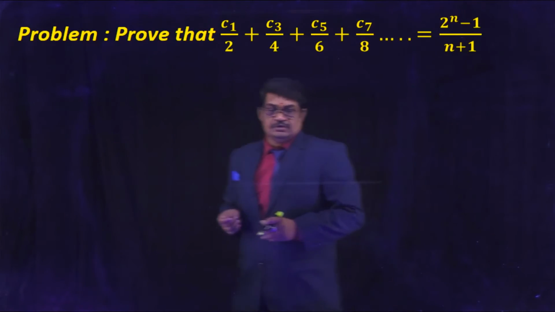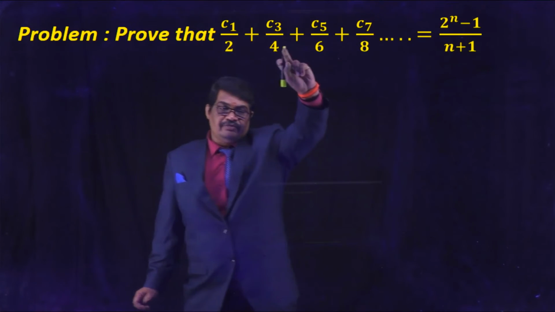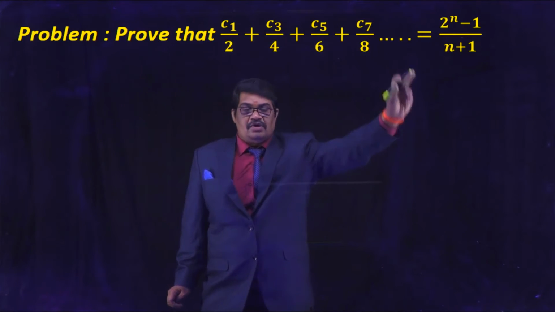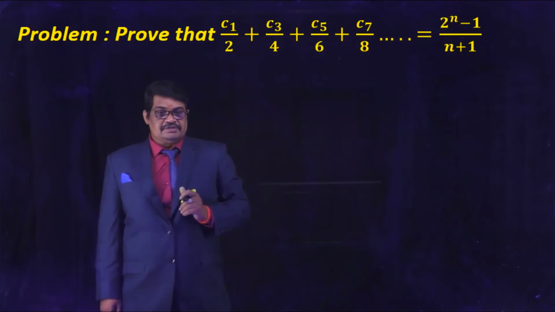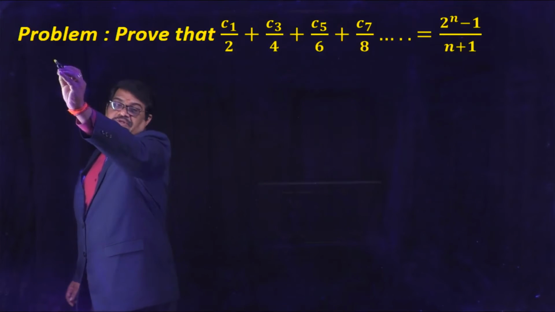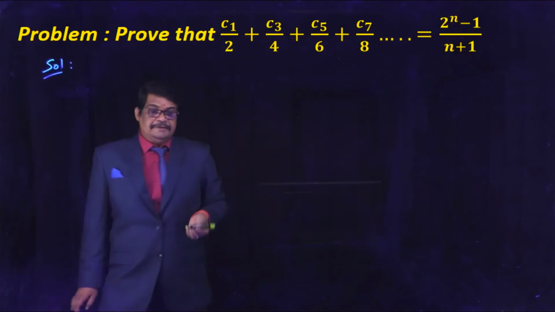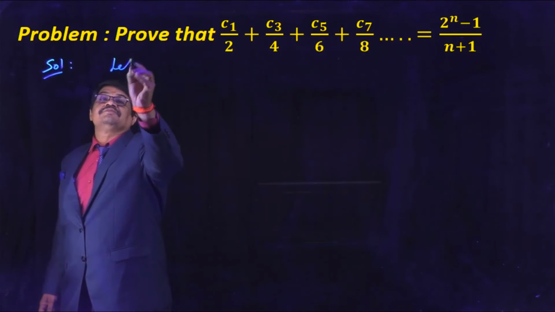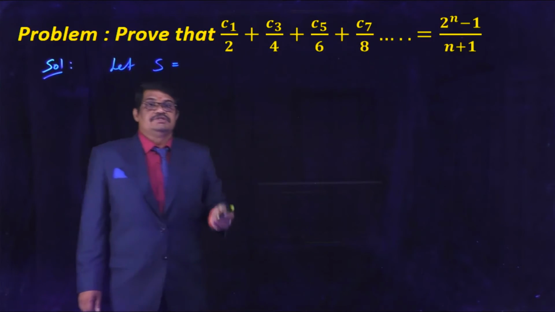Prove that the series C1 by 2 plus C3 by 4 plus C5 by 6 plus C7 by 8 and so on is equal to 2 to the power of n minus 1 by n plus 1. Now we are proving this result. See the solution. Let S be the given LHS. Let capital S be equal to the series here.